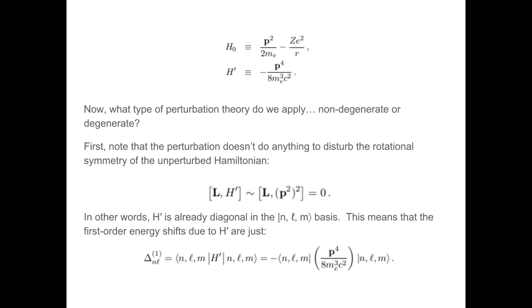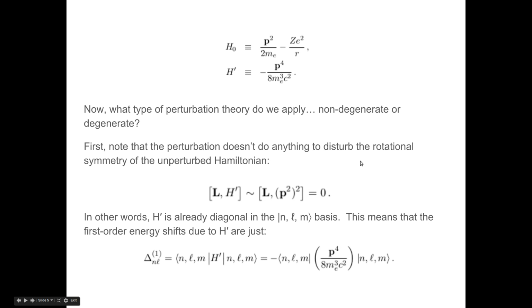Okay, so what we want to do is ask ourselves what type of perturbation theory do we want to apply? Right? Do we want to use non-degenerate or do we want to use degenerate? Okay, and the first thing, before you go off and think about the hydrogen atom levels and their high level of degeneracy and all that stuff, just take a look at the operator that you're given, okay? So the first thing we know is that the hydrogen atom Hamiltonian has a rotational symmetry, right? And that rotational symmetry is linked to the angular momentum, right?